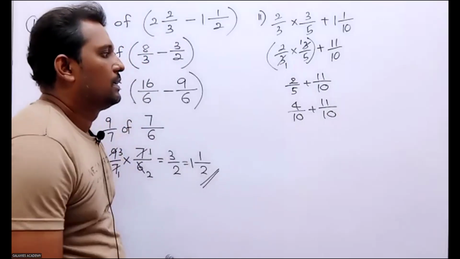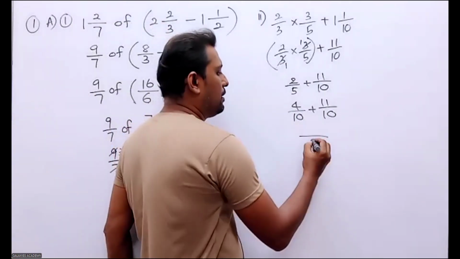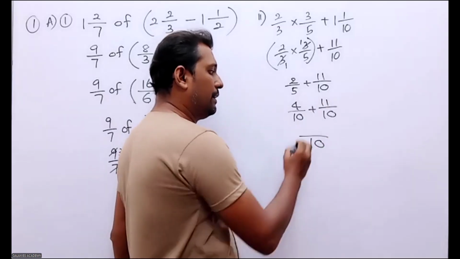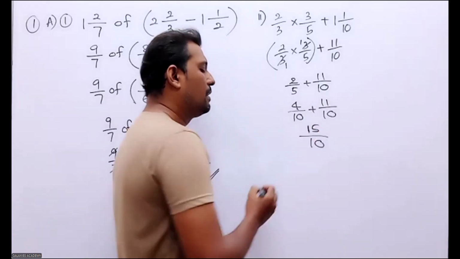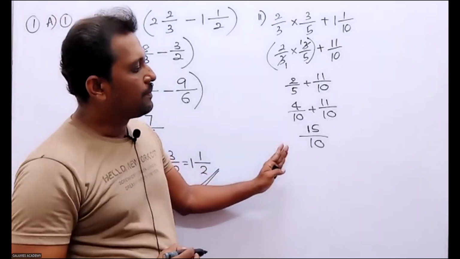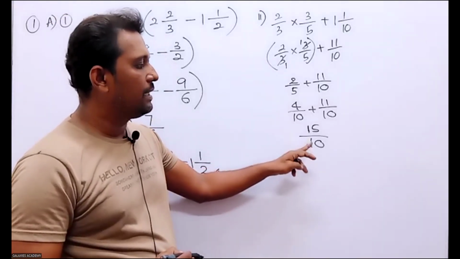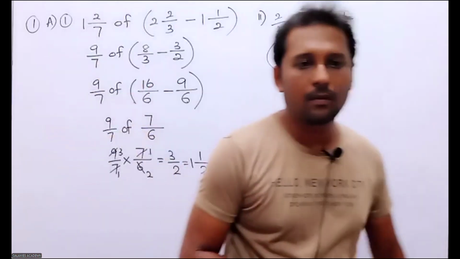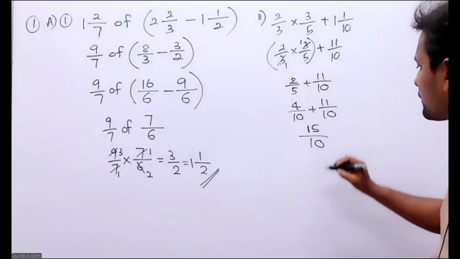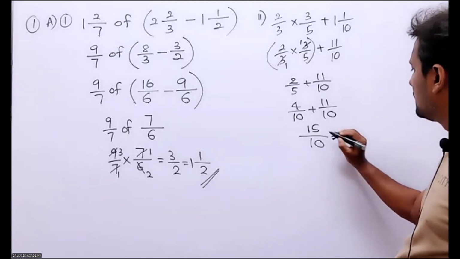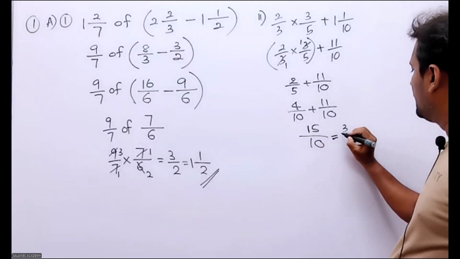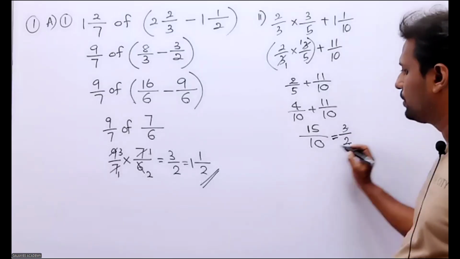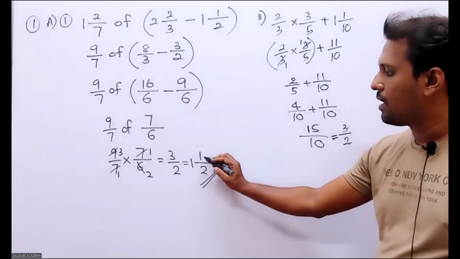So the answer denominator should be 10. 4 plus 11, 15. Then you can write the simplest form of this one, 15 and 10. You can divide by 5. Right? Then what is the answer? 15 divide 5, 3. 10 divide 5, 2. 3 over 2 means 1 and 1 over 2.